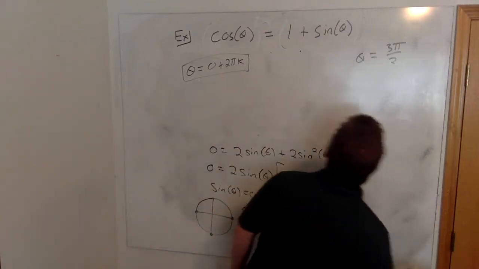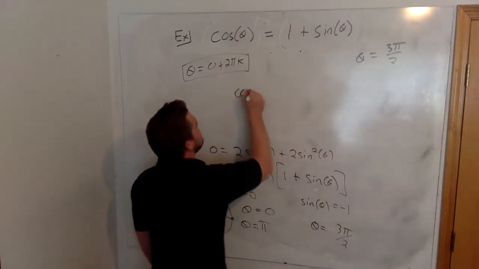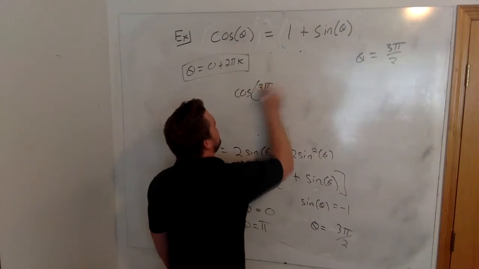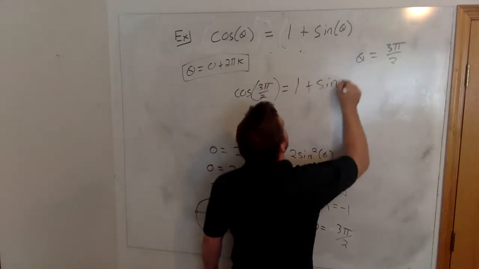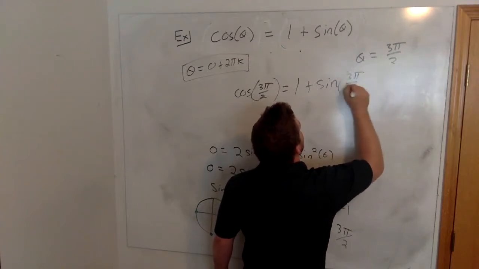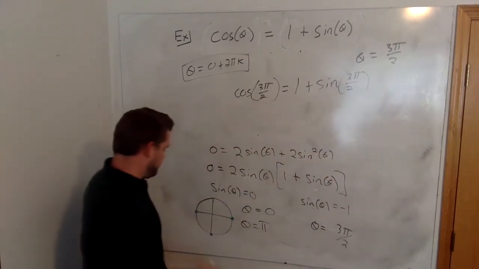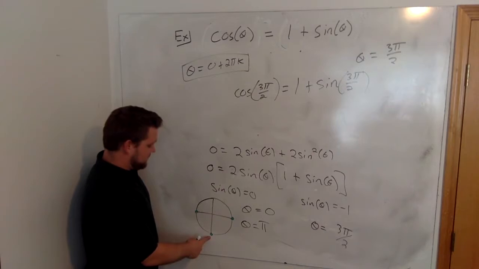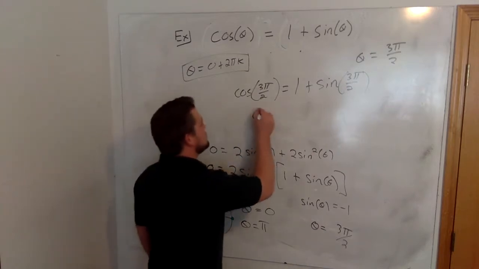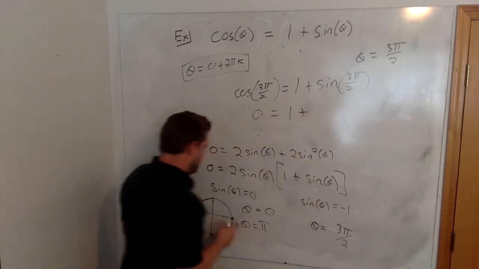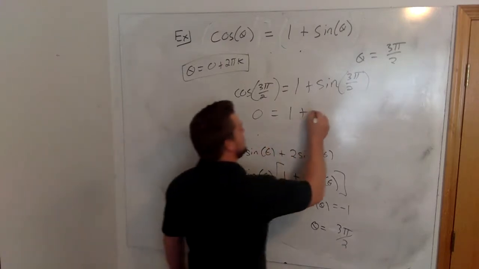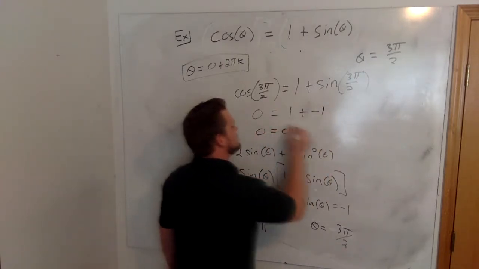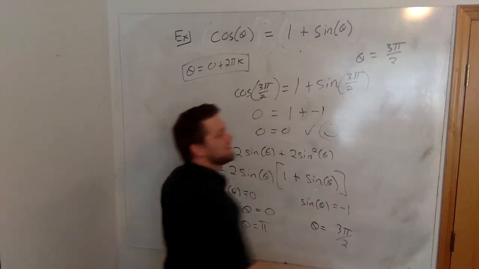Let's check 3 pi over 2. So cosine of 3 pi over 2 being equal to 1 plus sine of 3 pi over 2. Okay. Cosine of 3 pi over 2, so the x-coordinate here is 0, will be equal to 1 plus sine of 3 pi over 2. The y-coordinate at 3 pi over 2 is -1, so we get 0 equals 0. This is a good solution.